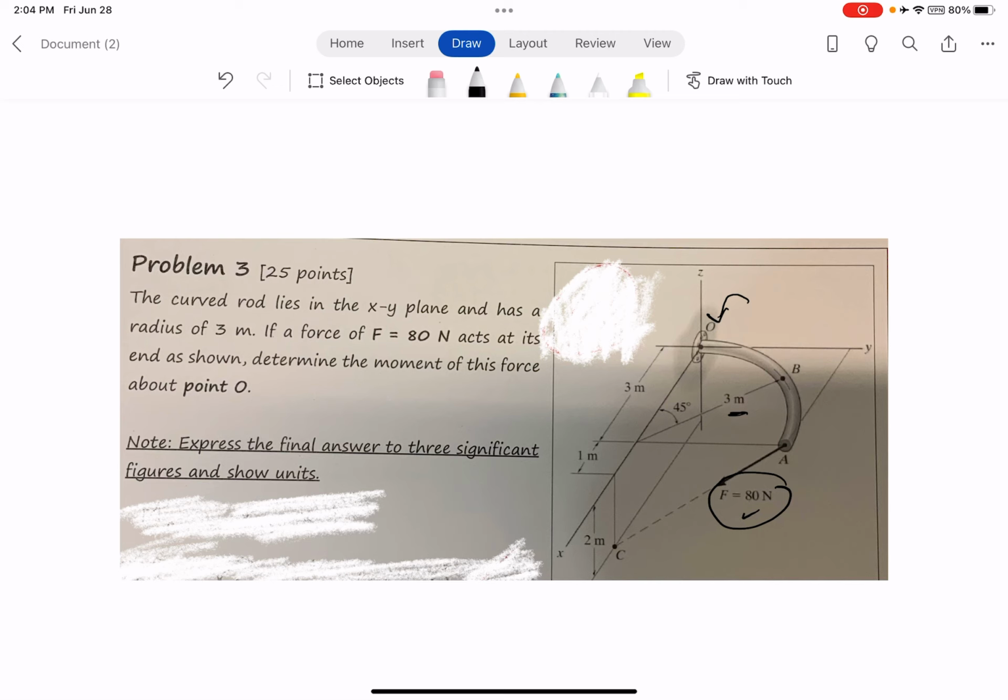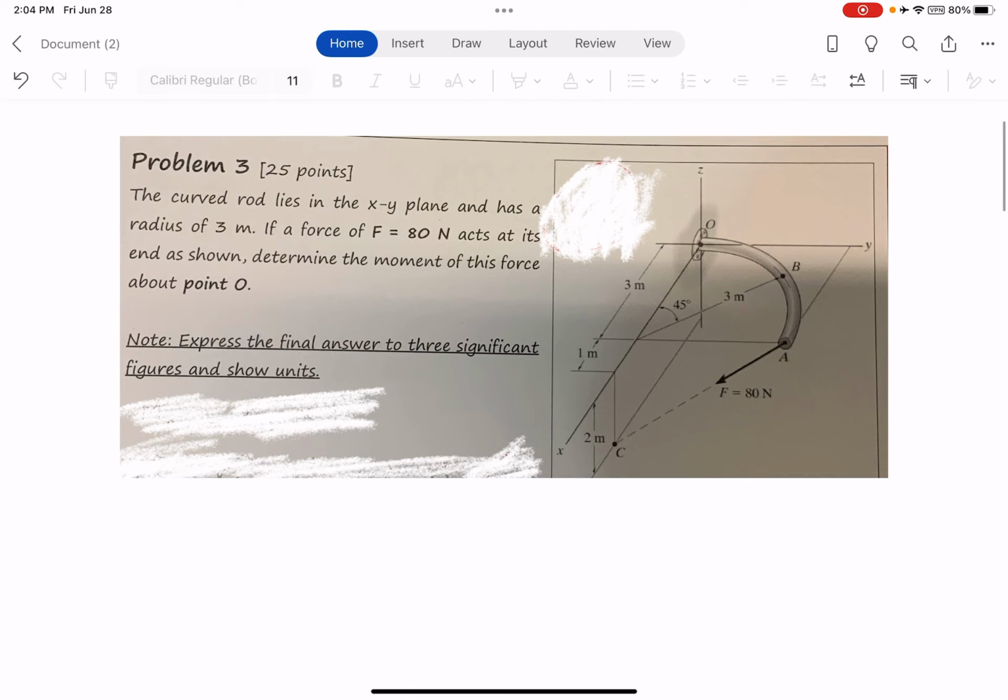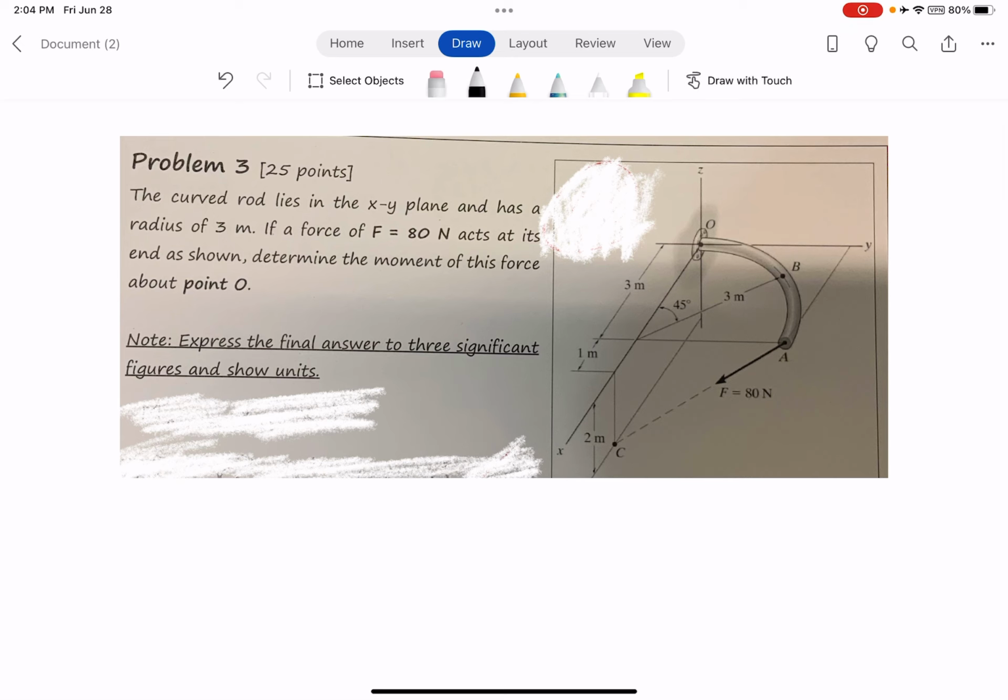Okay, so first of all, remember for the moment around point O, the moment about O, which is in vector format, is equal to r cross F. Okay, r in vector format and F is in vector format.